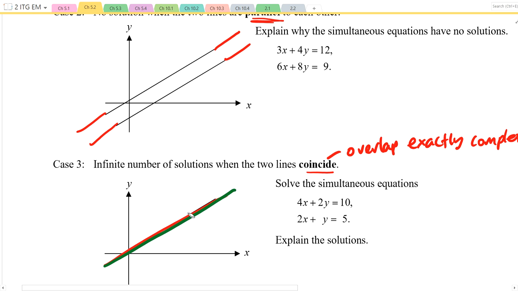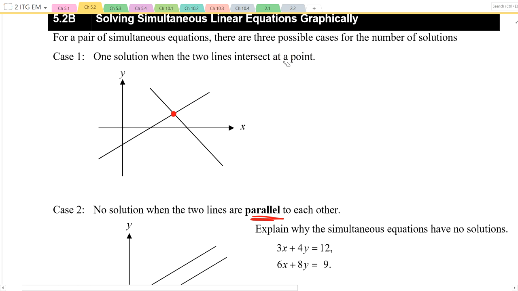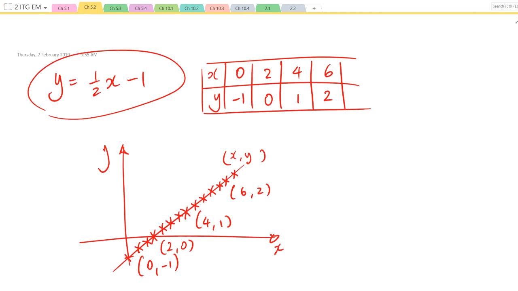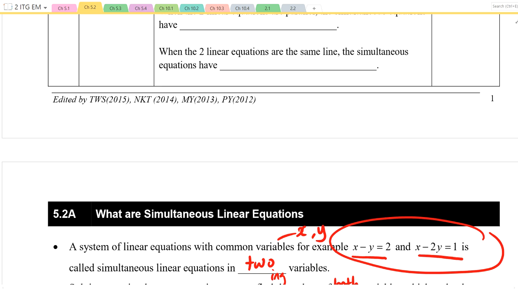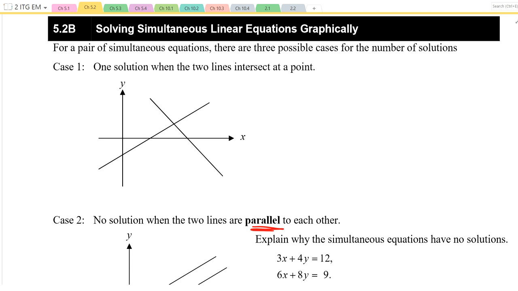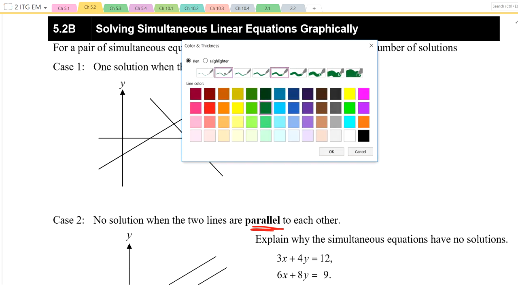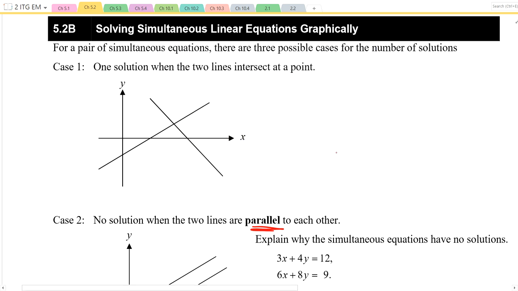Okay, so what exactly do these mean? Now, in the first case, let's give these two graphs an equation. So for example, earlier on I used y equals half x minus 1 and y equals negative x plus 5. So let me use the same equations over here. For this graph, this shall be y equals half x minus 1. So obviously we know that this is negative 1, and this equation over here, let's have it to be y equals negative x plus 5. So it's sloping down, gradient will be negative.